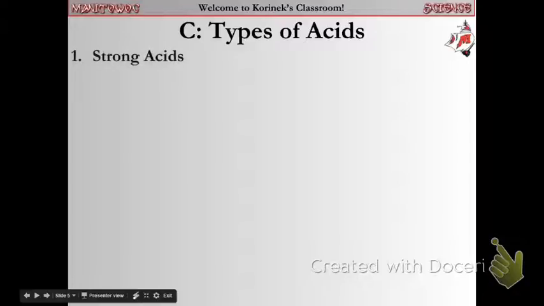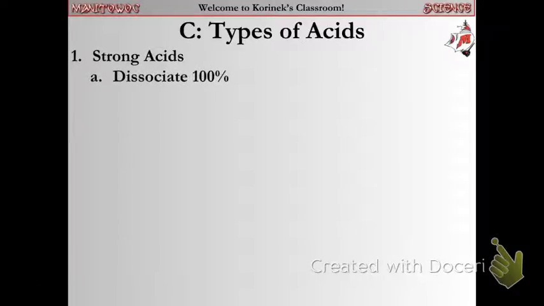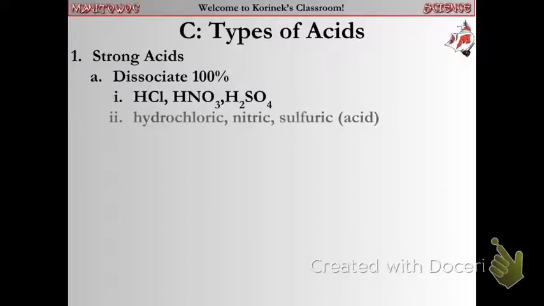Some types of acids. We have strong acids. Strong acids are acids that dissociate 100%. And remember, dissociate means to break apart. I'll show a picture of that in a second. The main strong acids that we know of are HCl, HNO3, and H2SO4. And we're going to have to be comfortable with the names of these. HCl is hydrochloric acid, HNO3 is nitric acid, and H2SO4 is sulfuric acid.